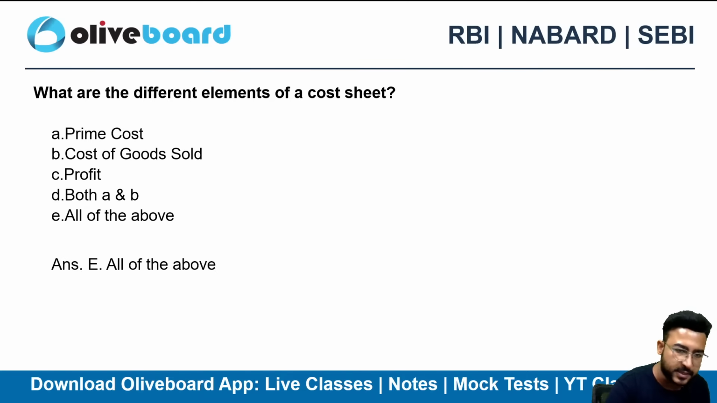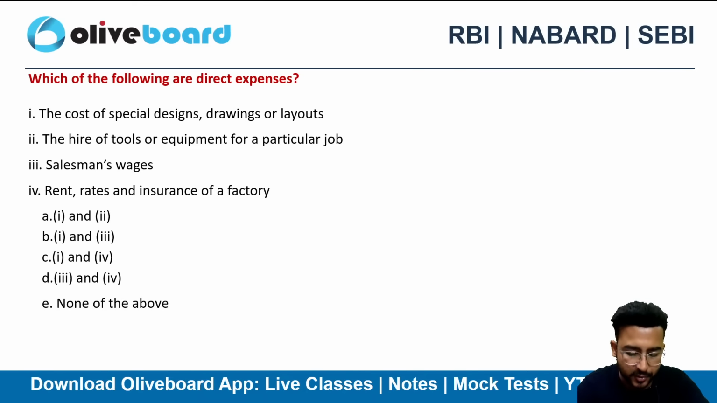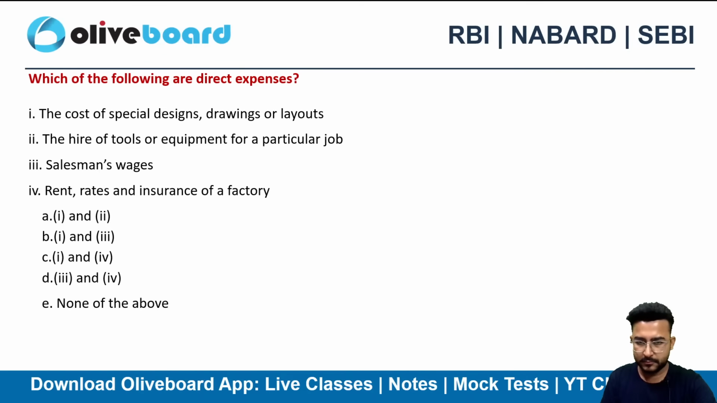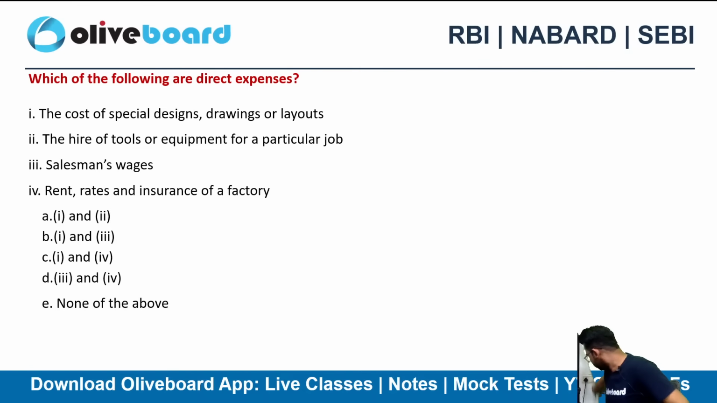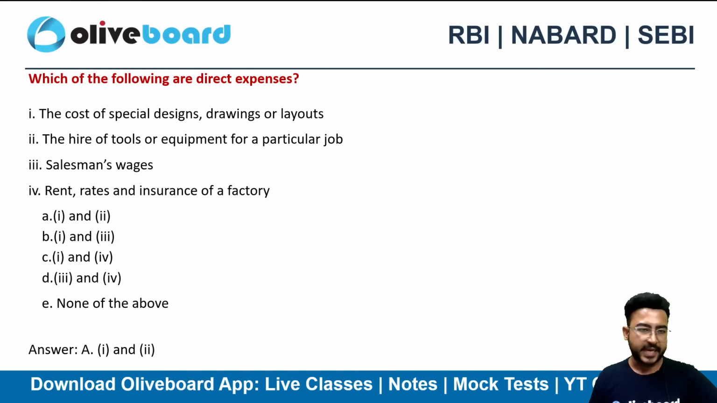Here all of the above is the correct choice. All the things are there in your cost sheet. Which of these are direct expenses? Can you tell me from the following expenses which of these are direct expenses? First and second here are direct expenses, option A. The rest are not direct expenses here.